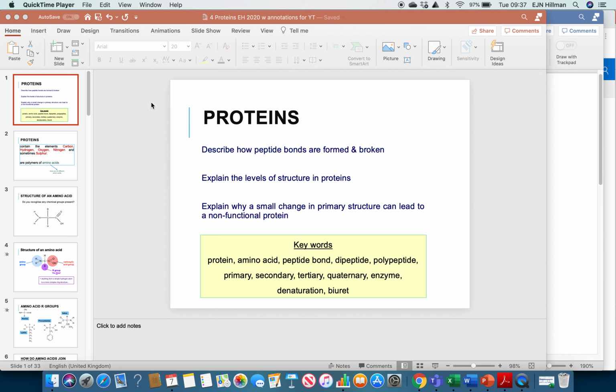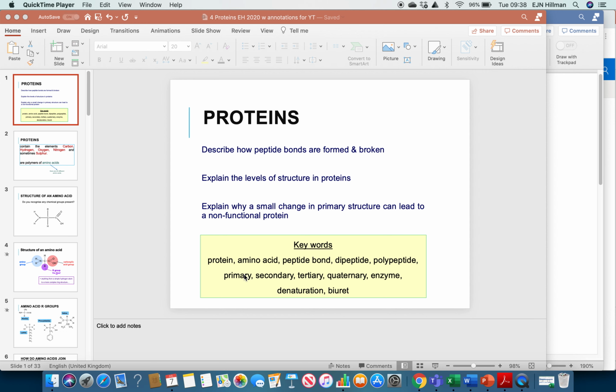Hello, this is a lesson on proteins. I'm going to take you through how a protein is formed, so how peptide bonds are formed and broken between the monomers, which are amino acids. Then we're going to look at the different levels of structure in proteins, and eventually how a change to the first level of structure, the primary structure of proteins, can lead to a non-functioning protein or changing the function of the protein.